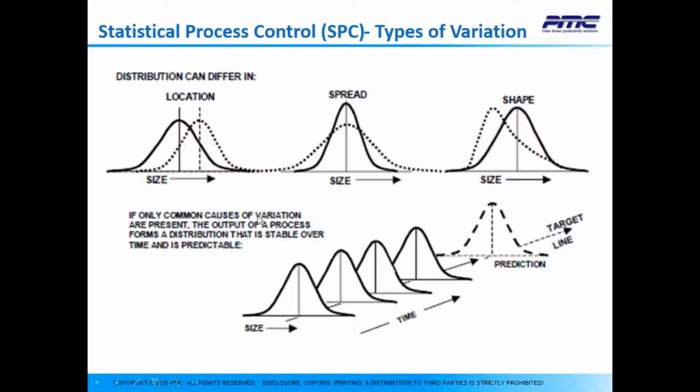If only common causes of variation are present, the output of a process forms a distribution that is stable over time and is predictable. As you can see, the distribution over time, the curve is almost identical. And because of that, it's easy to predict the future of that.